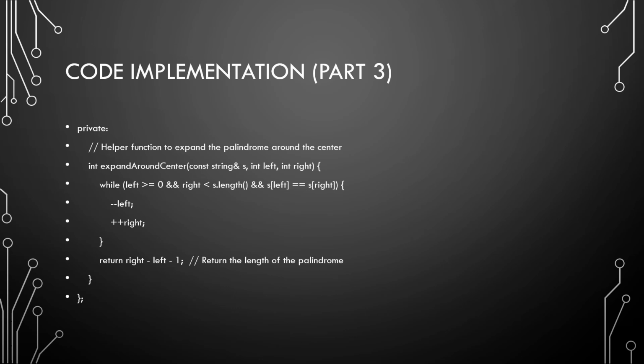The helper function expandAroundCenter takes two parameters, left and right, which represent the current center. The function expands outward as long as the characters at the left and right match, and it returns the length of the palindrome. The function keeps track of the largest palindrome it finds by adjusting the left and right indices.